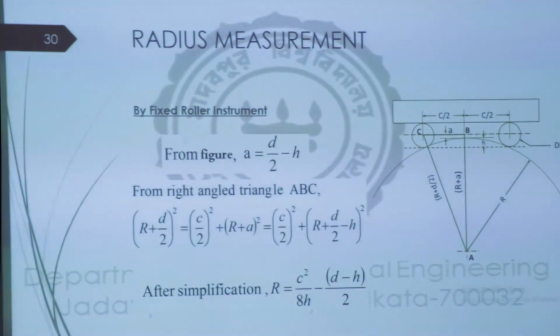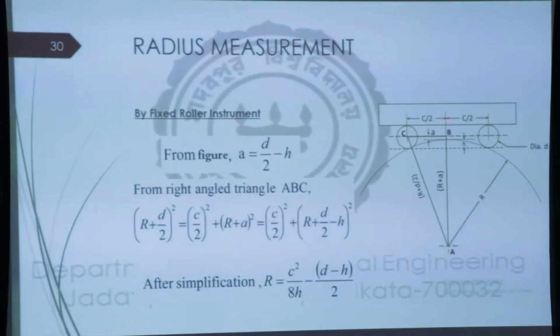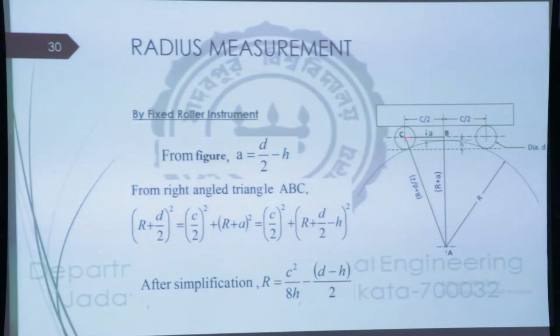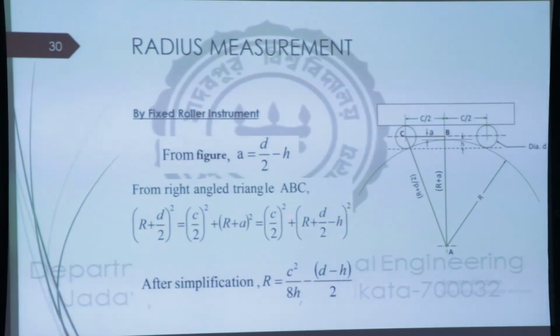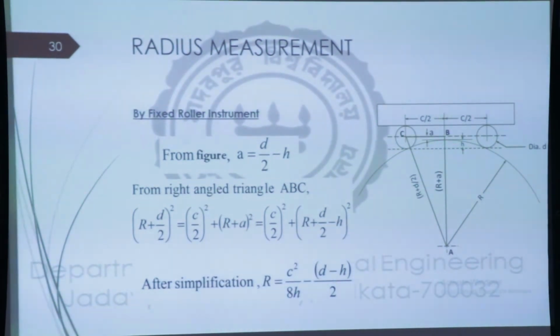The fixed roller instrument is also another method of finding the radius. Supposing this is a big convex surface, put your fixed roller instrument over here, and then if you check this triangle ABC, in ABC Pythagoras has been applied. So, in the triangle ABC, this is your R and this is d by 2. Why d by 2? It is the roller dimension by 2. This value is c by 2 whole square plus this is R plus A, where the small dimension is your A. Again this is Pythagoras, another method.